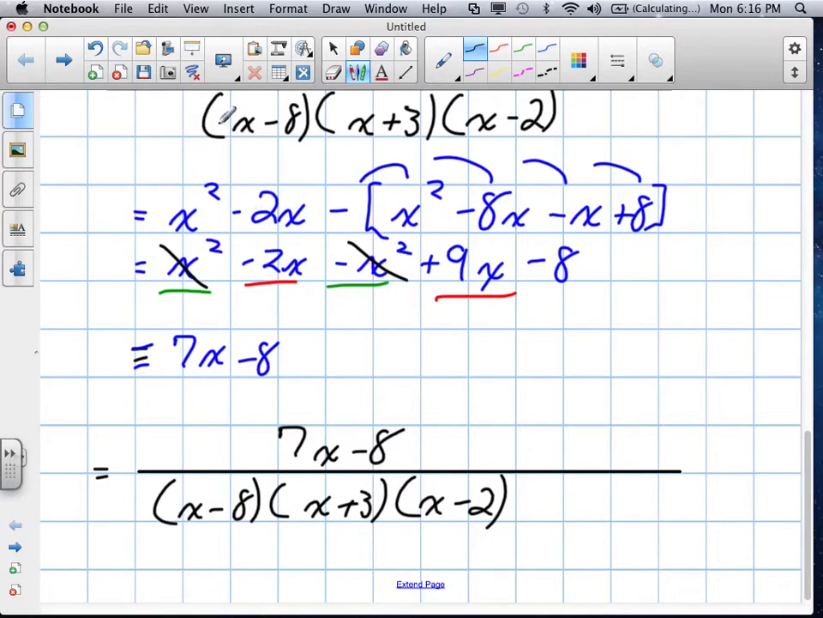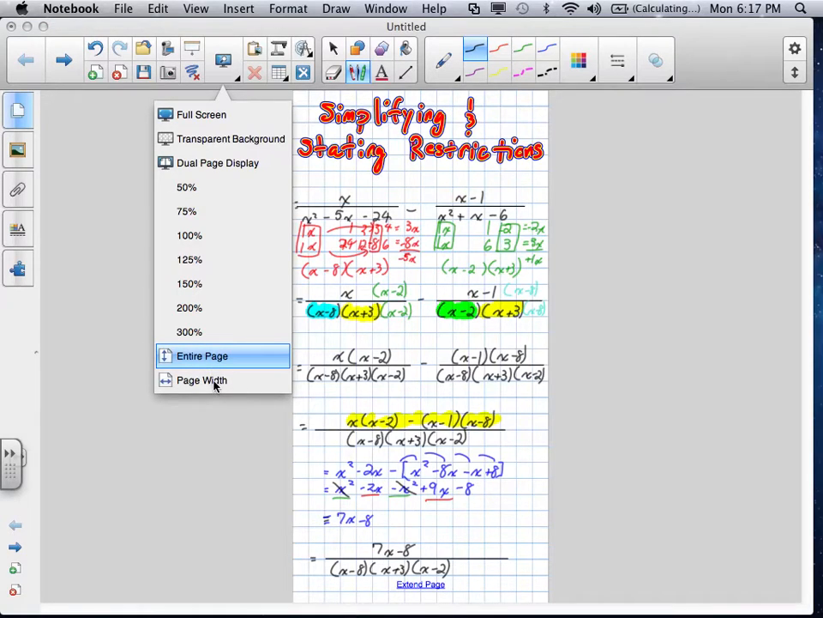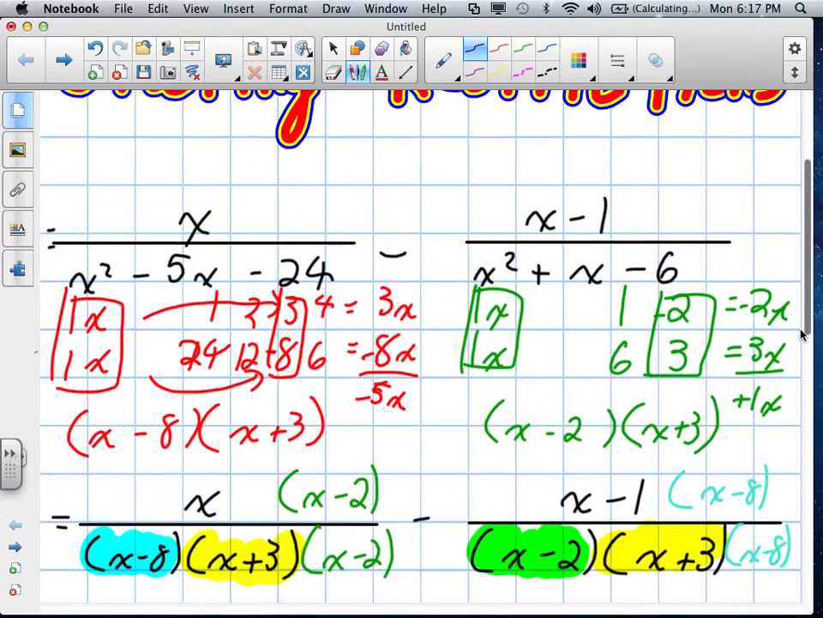Oh, simplify and state restrictions. Oh, state restrictions. Thank you. I forgot what we had to do. So we've now simplified. But at the very beginning, we've got to jump back to our beginning and figure out what our restrictions are going to be. So let's jump way back up here.